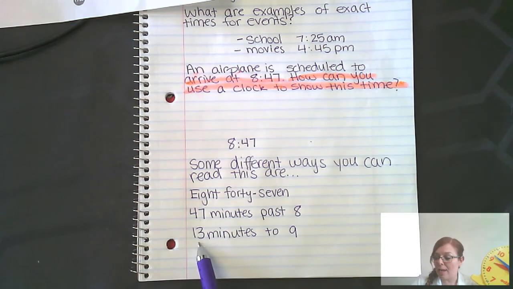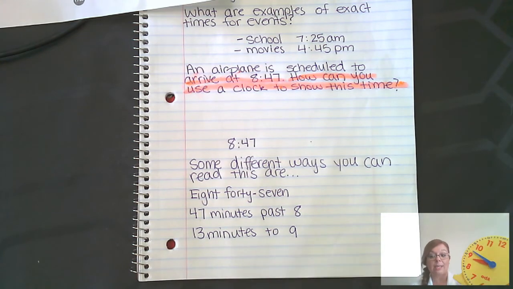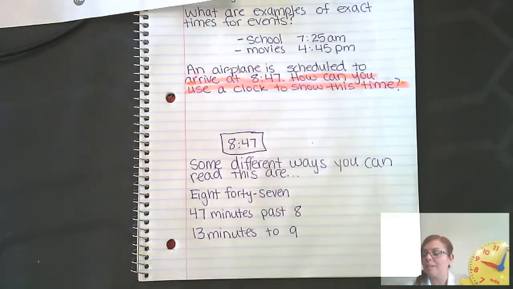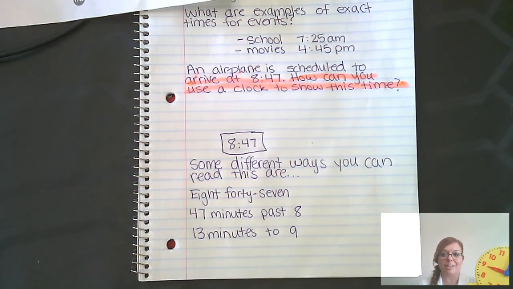Or you can say 13 minutes to 9, because if you continue counting 1, 2, 3, 4, 5, 6, 7, 8, 9, 10, 11, 12, 13, it will give you to 9 o'clock. All right? And of course, the digital form is just writing 8:47. So those are different ways that we can count by minutes.